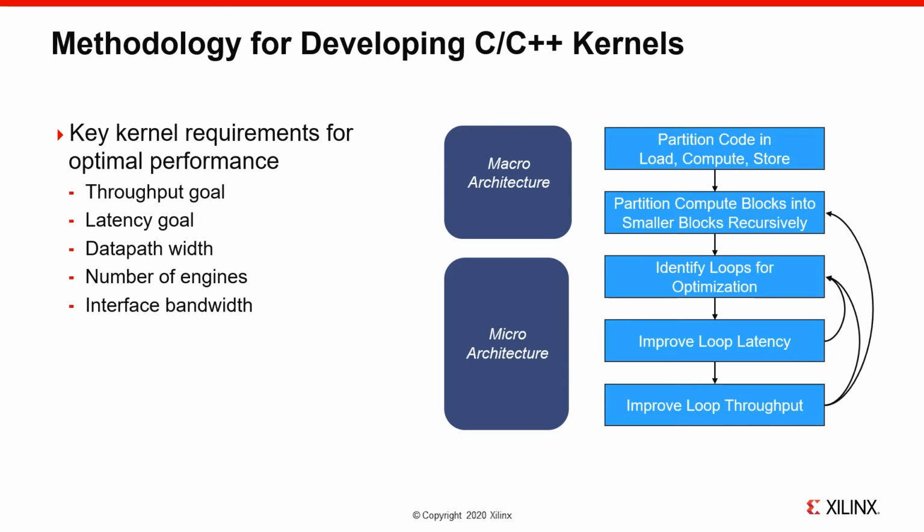The second phase, involving coding and optimizing the microarchitecture of the kernel, would involve identifying loops for optimization. Generally, we want to unroll loops to implement them in parallel, which will improve latency and throughput. Pipelining is another complementary technique for improving performance and utilization of the hardware. Arrays may need to be partitioned or reshaped to optimize the data flow within the kernel.